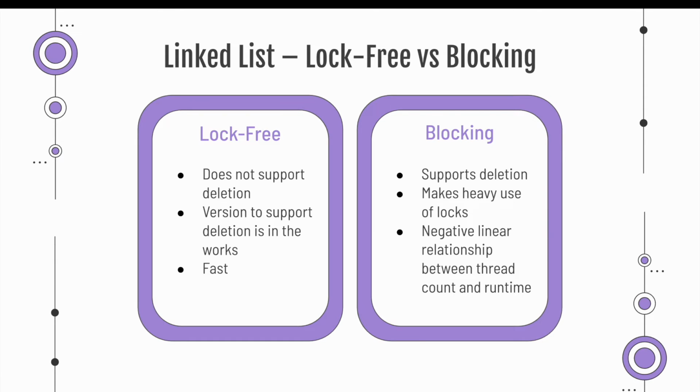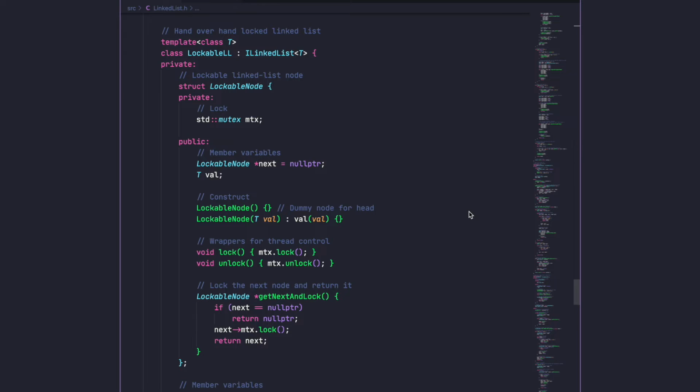Unfortunately, this has a negative linear relationship between thread count and runtime because of its heavy use of locks. We'll begin our exploration of the underlying containers here in the lockable linked list class. You can see that the very first thing we do is define this lockable node struct.